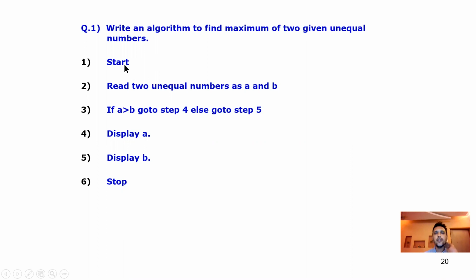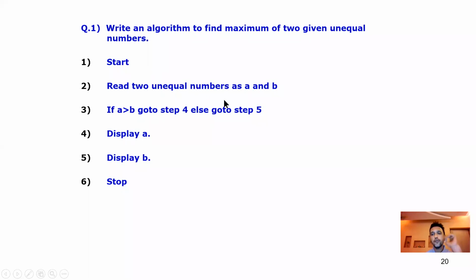Step number 1 says start, and step number 2 says read two unequal numbers as A and B. Now, let's say the user gives two unequal numbers, 7 and 5. I repeat, 7 and 5. If the user says 7 and 5, step number 3 says if A is greater than B, go to step 4.